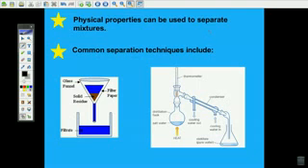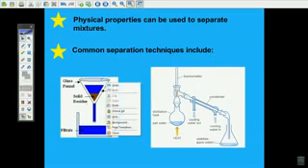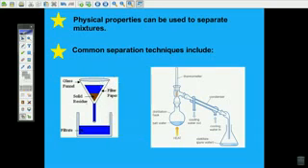Physical properties can be used to separate mixtures. Here are a couple common separation techniques. This is filtration. So you have a mixture of a liquid and a solid. Pour that through the filter paper. The filter paper catches your solid and you have your liquid come out the bottom. So that's a way to separate a mixture based on phase changes.